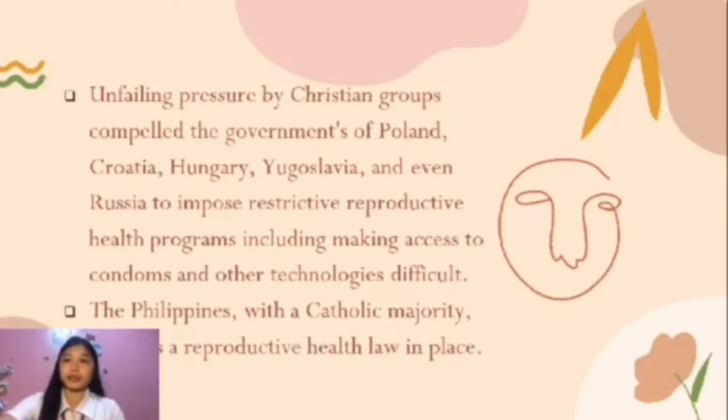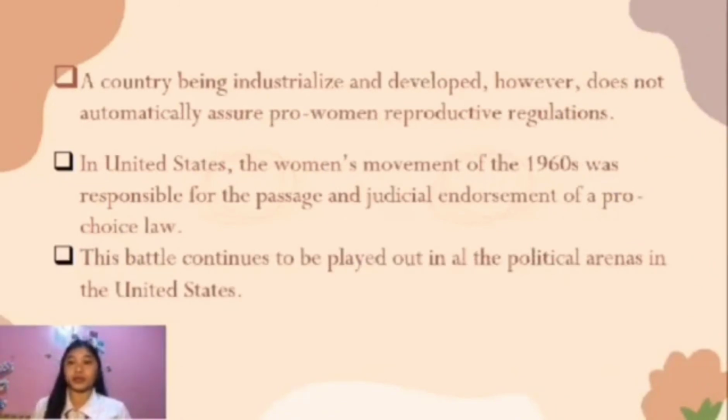Muslim countries do not condone abortion and limit wives to domestic chores and delivering babies. Senegal only allows abortion when the mother's life is threatened. The Philippines, with a Catholic majority, now has a reproductive health law in place, but conservative politicians have enfeebled it through budget cuts and stalled its implementation by filing a case against the law in the Supreme Court. A country being industrialized and developed, however, does not automatically assure pro-women reproductive regulations.